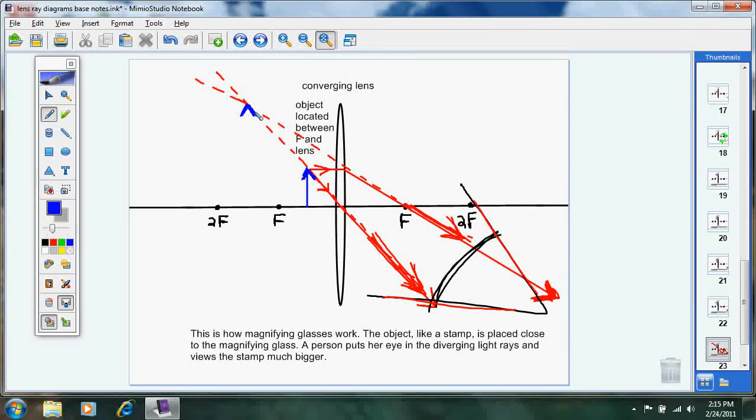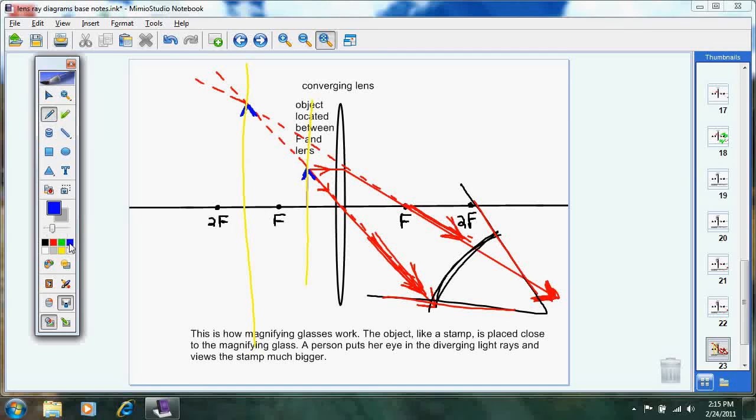And again, since the head of the object and the feet of the object are equal distance from the lens, the head of the image and the feet of the image are going to be equal distance from the lens. So if this is our object right here, and this is the feet of the object, and the feet of the object are on the principal axis, well then the feet of the image will be on the principal axis over here.